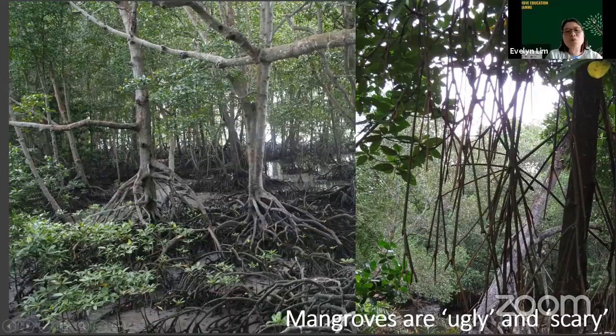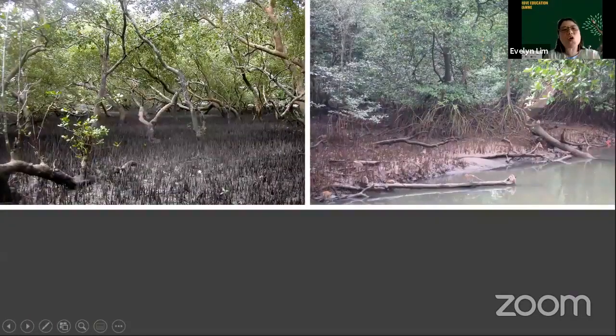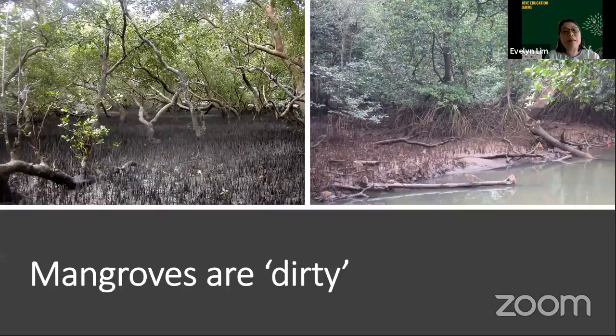Some of you also mentioned mangroves are dirty. And the dirtiness is always related to the mud. Because when we go into the mud, it is so difficult to remove the mud from our body and also from our clothes. But actually, this mud is so important for these mangroves, because the mud consists of sediments. Sediments are materials carried by water.